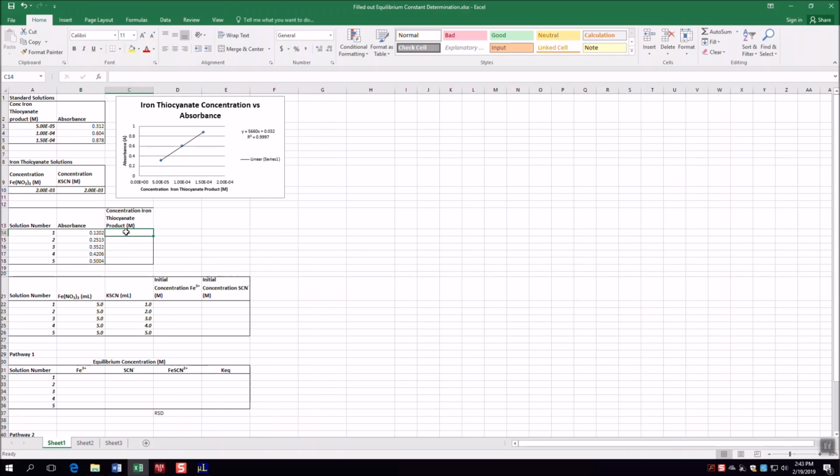So the first thing that we need to calculate is the concentration of the iron thiocyanate product. So in order to do that, we're going to do exactly what Colin just did on paper, but we're going to do it in Excel. So in order to find the concentration of our product, we need to use our line of best fit.